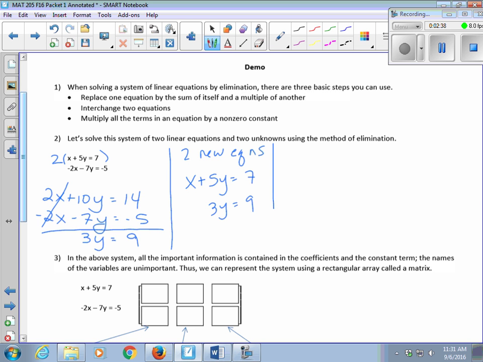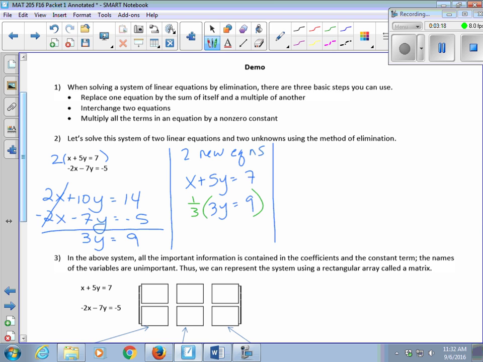All right. Now I can use this: multiply all the terms in an equation by a non-zero constant. That second equation, what do I want to multiply everything by to solve it? What's the solution to 3y equals 9? 3. How do you get there? Multiply by 1/3. Yeah. You can think of it as just dividing by 3. When we do the algorithm, we tend to just use multiplication.